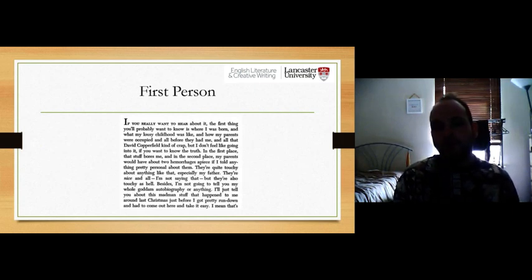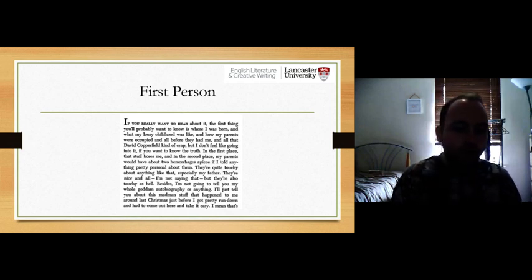I've got a couple of examples here of how these work. Now this one is in first person, and I'll show you what that does for the writing. You might know this is from Catcher in the Rye, it's the very opening.